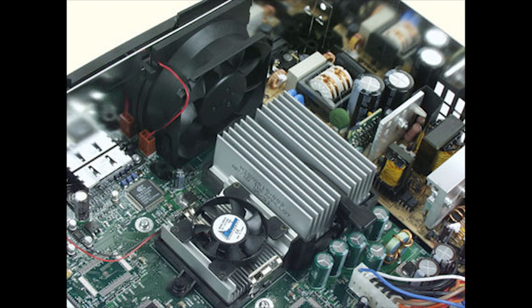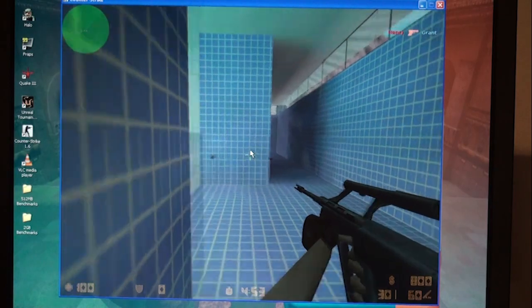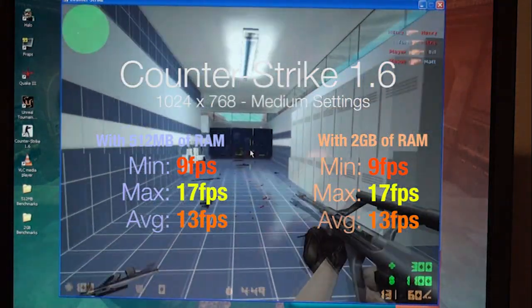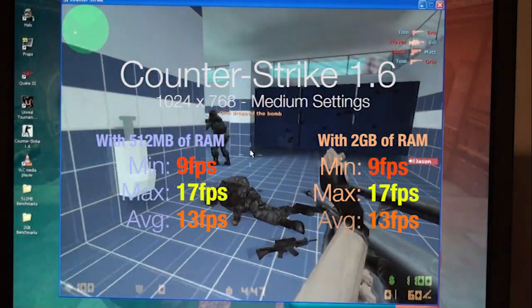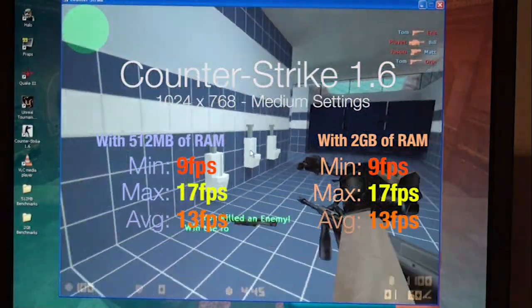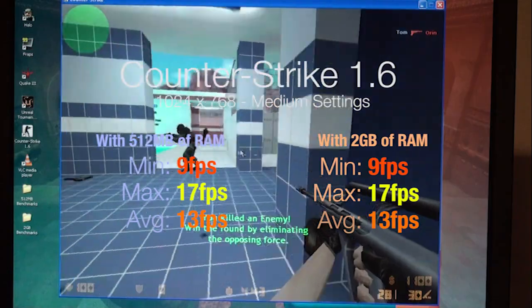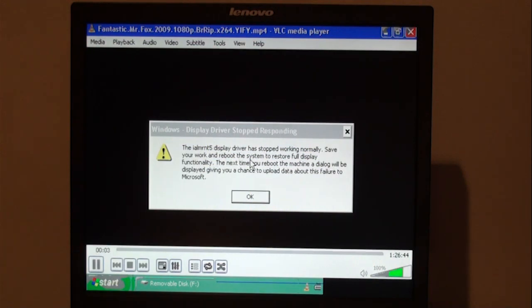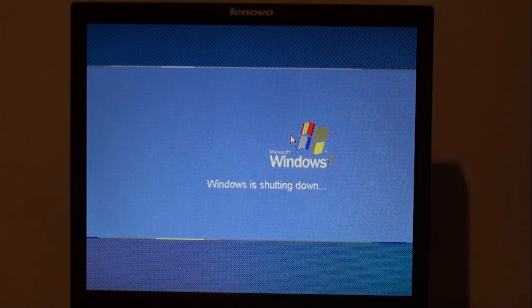Now, CS 1.6 showed absolutely no difference, pulling the very same 17 FPS at its best and 9 FPS at its worst, still mostly hanging around 13. Attempting to play HD video once again met with the same defeat, causing the entire computer to just give up and shut itself down. I've seen computers freeze, blue screen, but never just give up and turn off like this. Poor computer, it's out of its league.